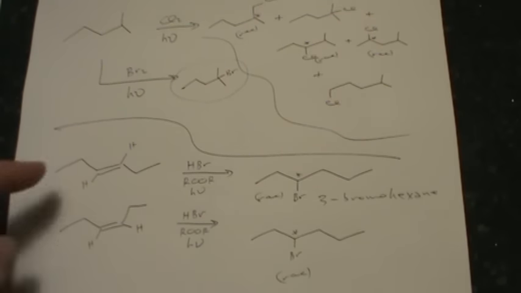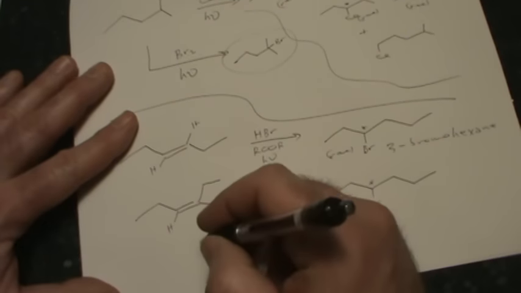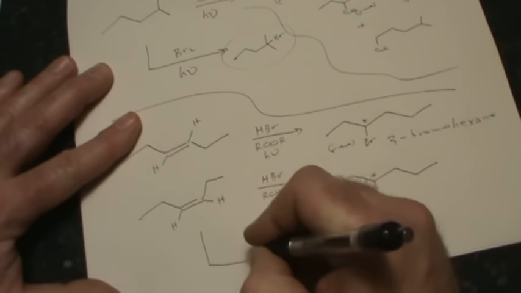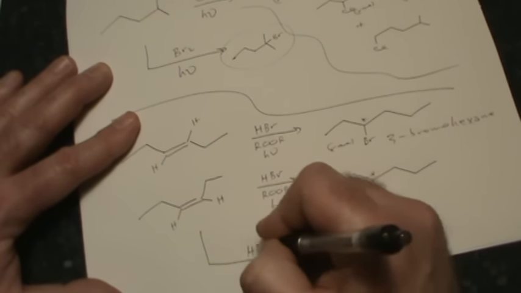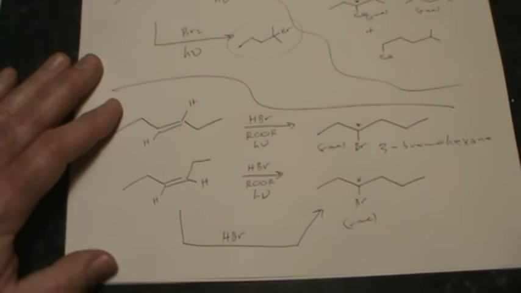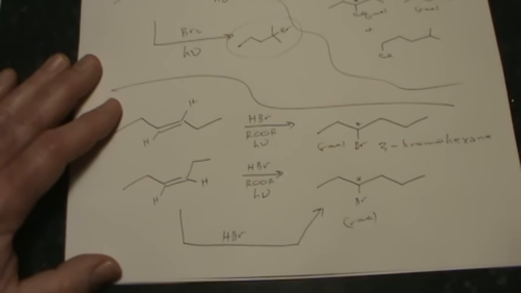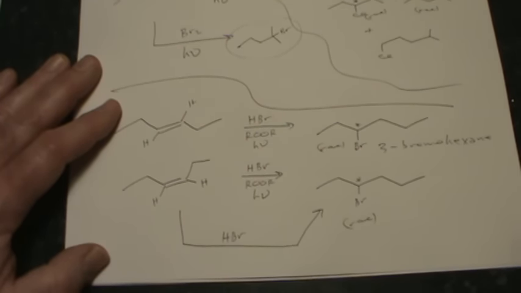It didn't really matter whether we started with the cis or the trans 3-hexene. When we run a free radical hydrobromination, we're going to get exactly the same product. What's unique about this particular case is that had we run a polar hydrobromination, so for example, no peroxide, no light, no ultraviolet light, just HBr, we would also have gotten exactly the same product.